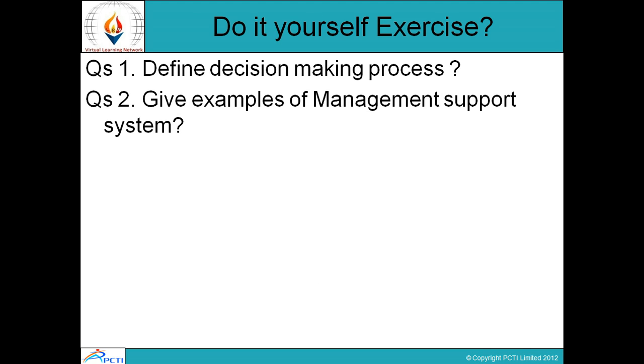Right? With this we are going to finish this session, but before finishing, here is an exercise for you that you have to perform yourself. You have to write 10 points for the same. First question is: define the decision making process. Second question is: give examples of management support systems. Right? With this we are going to finish this session. Thank you.